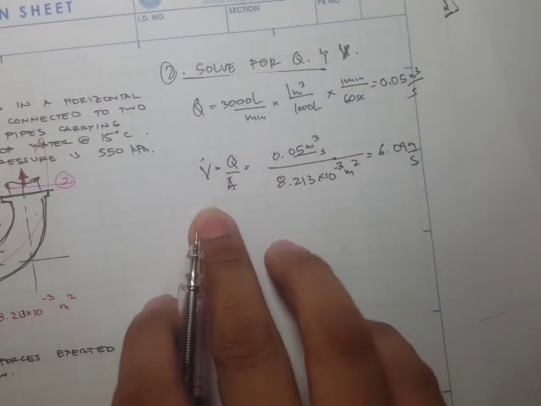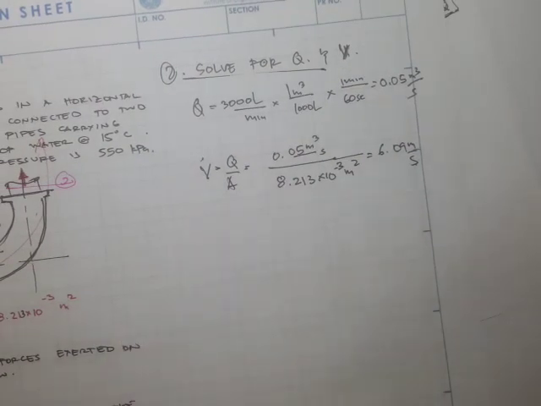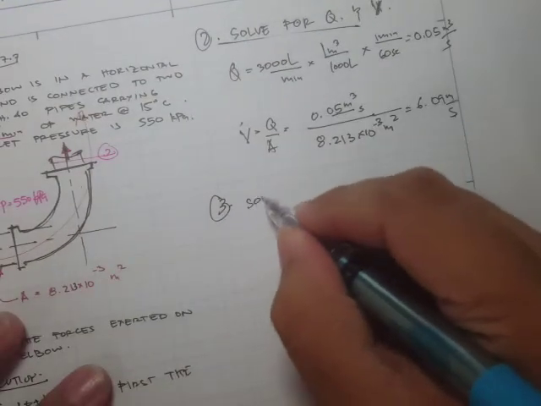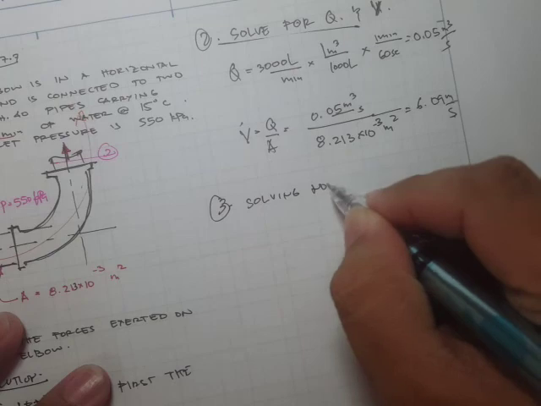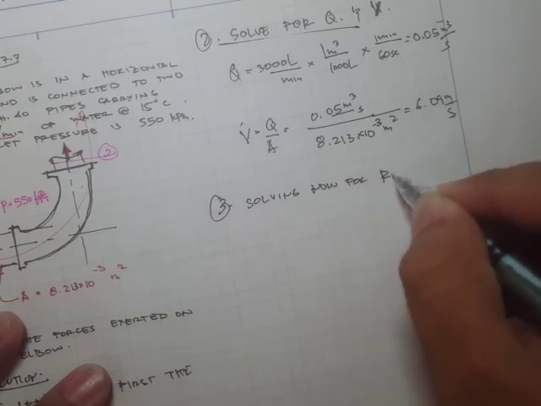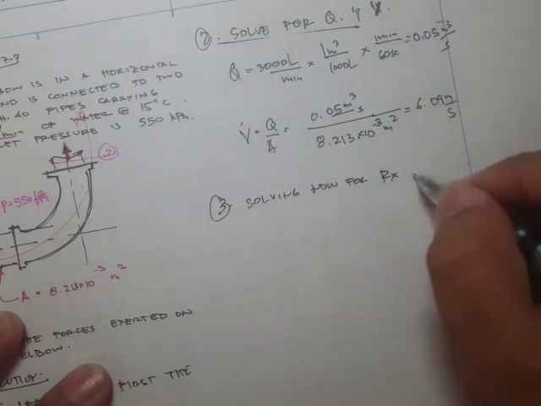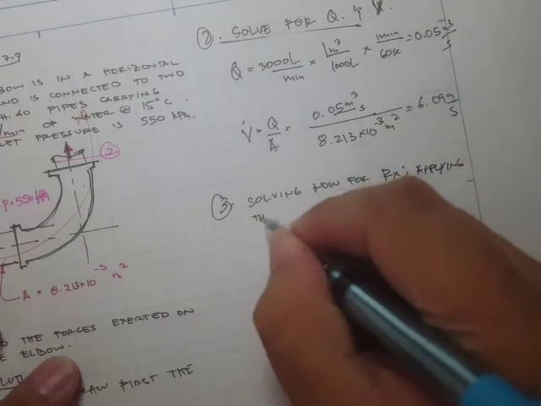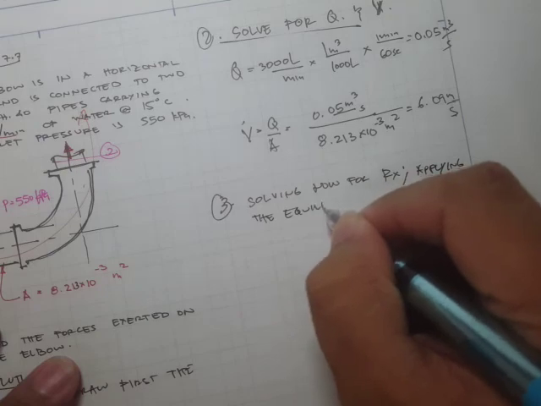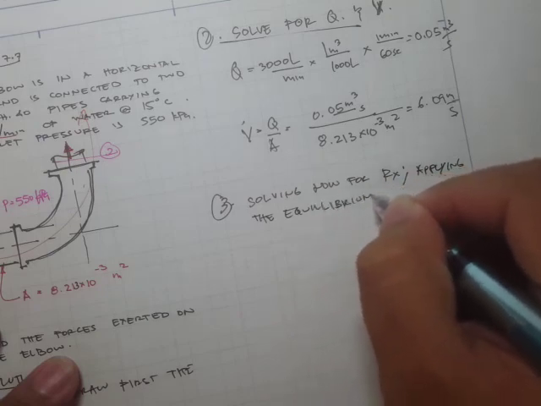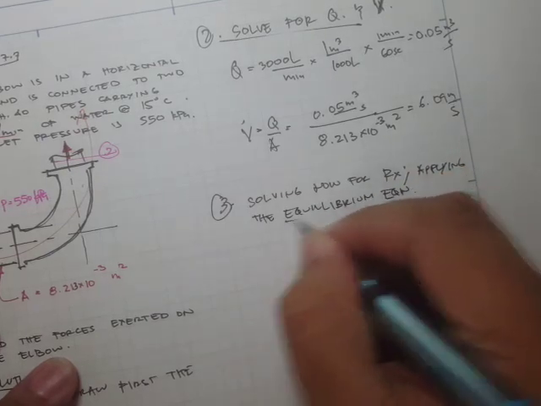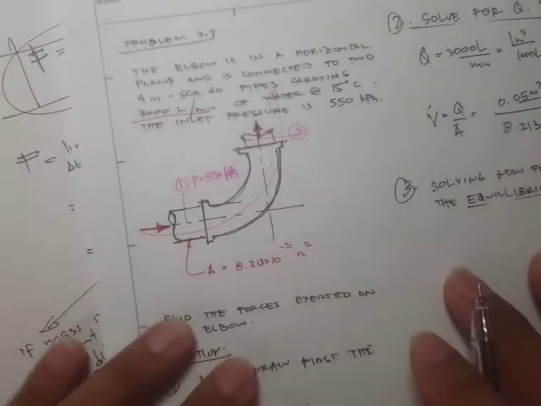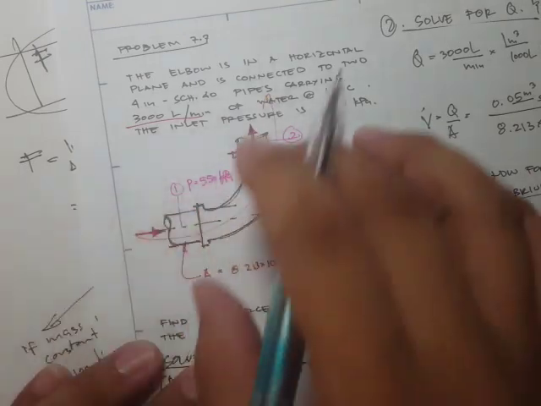Okay, so once we have the velocity, then we can solve for the force. Solving now for Rx, applying the equilibrium equation. So we will apply the equilibrium equation, which means that the summation of forces is equal to 0, because this is steady, this is not in motion.